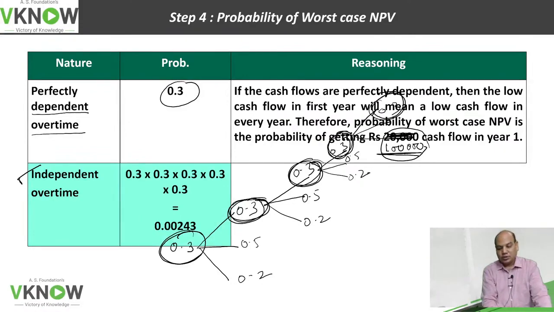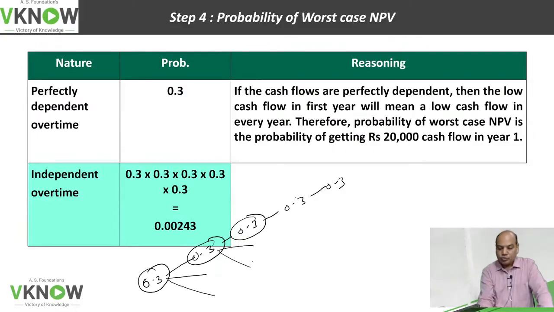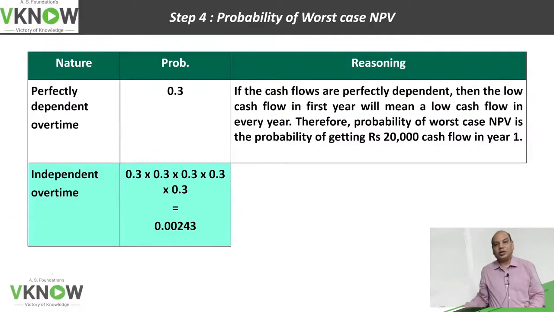So I have to apply joint probability, and I need to multiply 0.3 into 0.3 5 times. So write down the answer please. And this is the explanation. We have given the diagram to explain 0.3, 0.3, 0.3, 0.3, 0.3, but other possibilities also exist. So you have to multiply. What is the probability of getting 1 lakh in year 1 and 1 lakh in year 2 and 1 lakh in year 3, which means you have to apply joint probability. Write down 0.00243.